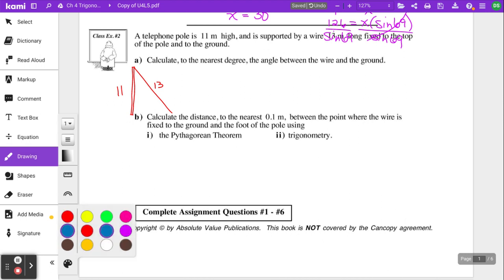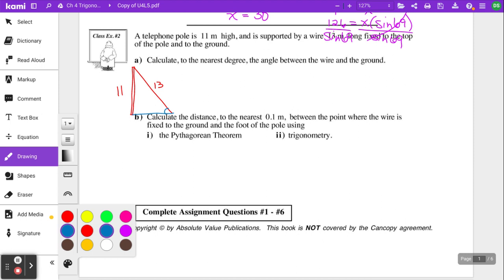Do you know what this kind of wire is called? A guy wire. So if you ever see that, that's what that means. It's that wire that holds it up, keeps it from falling over. So to find the angle between the wire and the ground, make sure you're looking for the right angle. Okay, process. Mackenzie, pick someone to explain this question. Angelina.